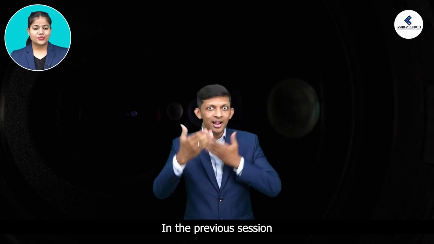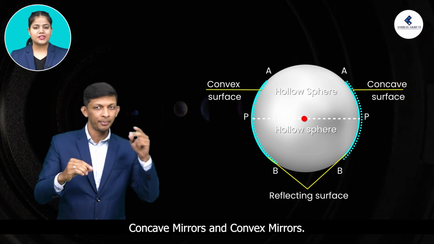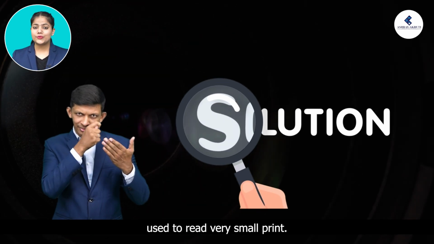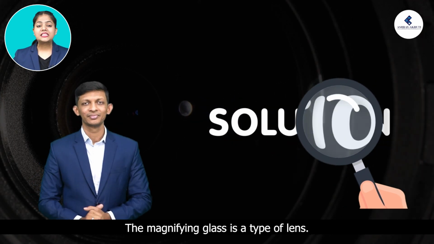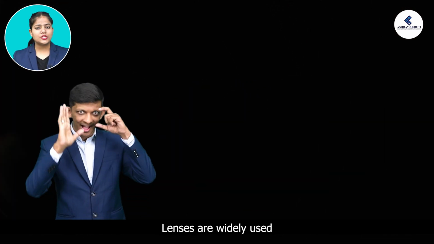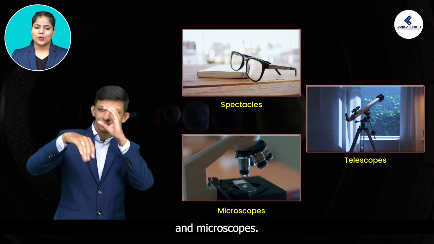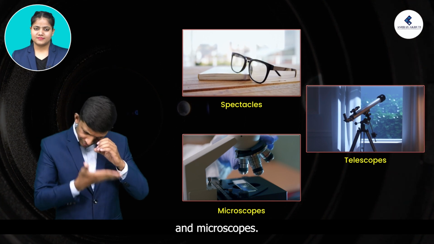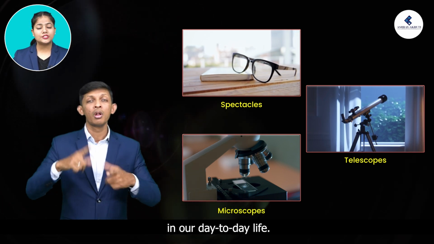In the previous session, we learned about spherical mirrors, concave mirrors and convex mirrors. You might have seen a magnifying glass used to read very small print. The magnifying glass is a type of lens. Lenses are widely used in spectacles, telescopes, and microscopes. There are many uses of lenses in our day-to-day life.